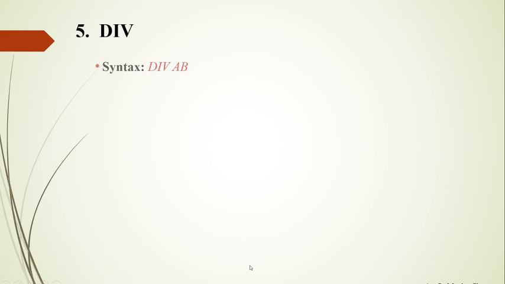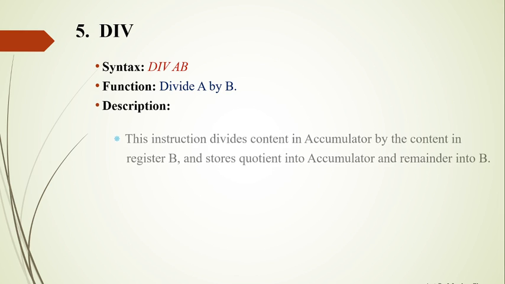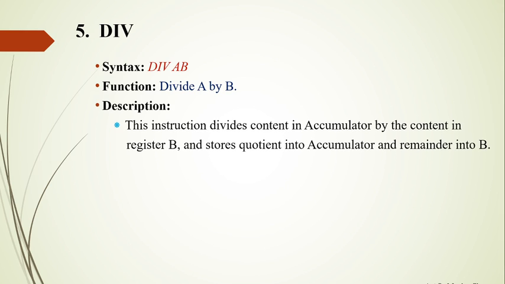Next mnemonic is DIV, used for division. Again the syntax for this instruction is DIV AB. Again in this instruction we have to use registers A and B only. This instruction divides the content of the accumulator by the content of register B and stores the quotient into the accumulator and the remainder into B. In this instruction the carry and overflow flags are always clear.